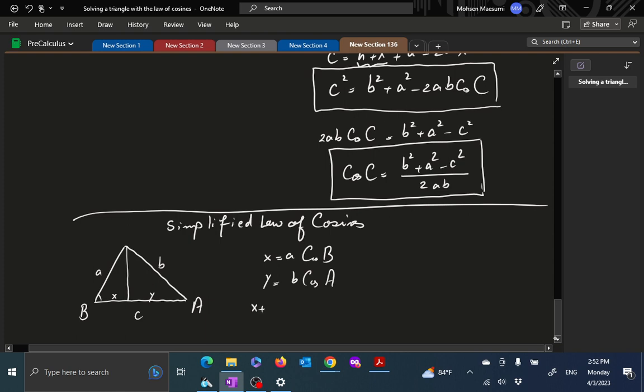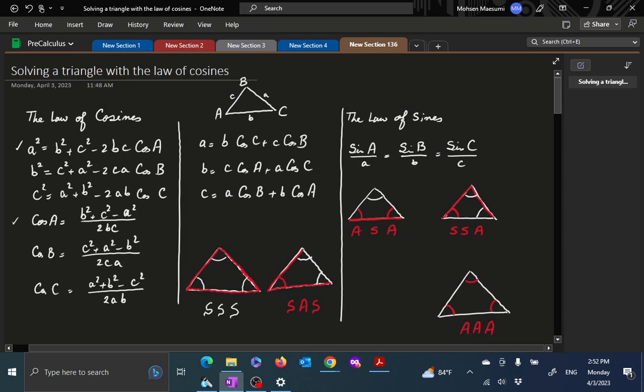Now what is X plus Y? X plus Y is just c. And so c is just A cosine of B plus B cosine of A. And that's the simplified law of cosines. We have three forms of it, one for each of the sides. You can write it for a or b or c, it's all the same. And this is what we wrote here as simplified.